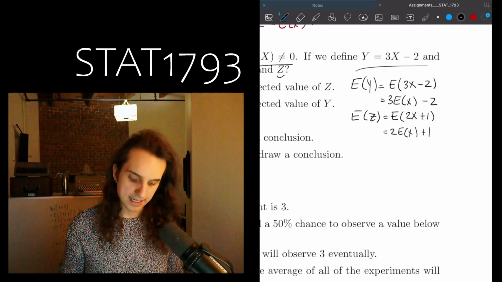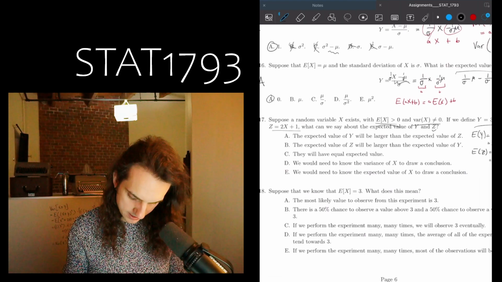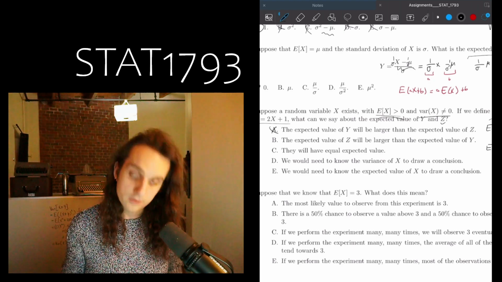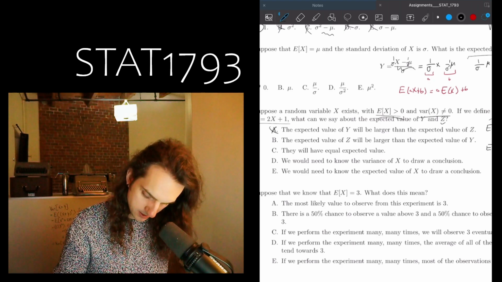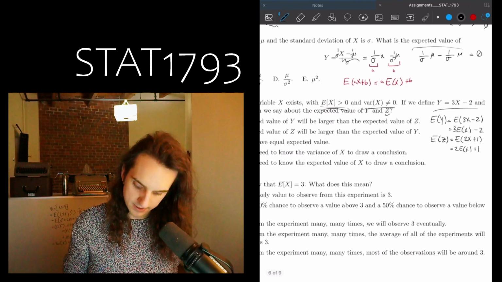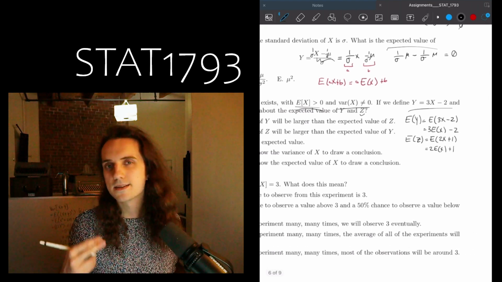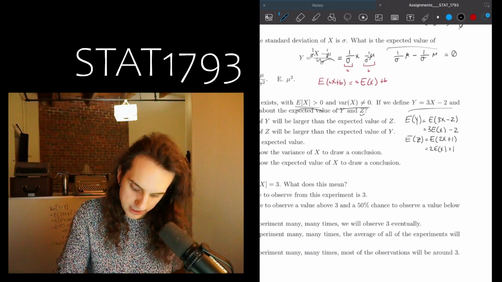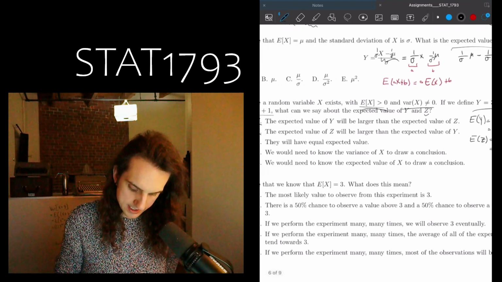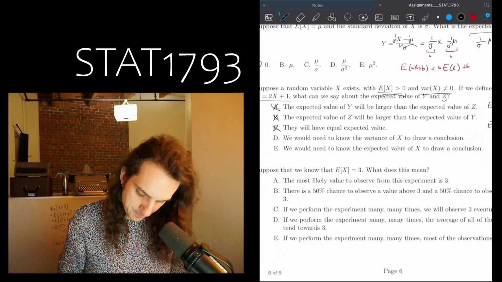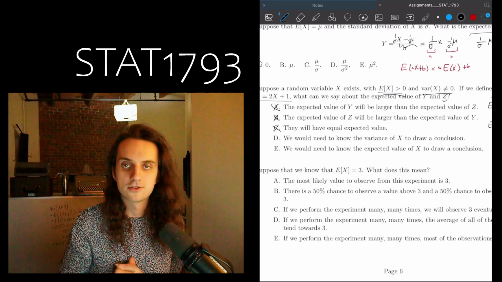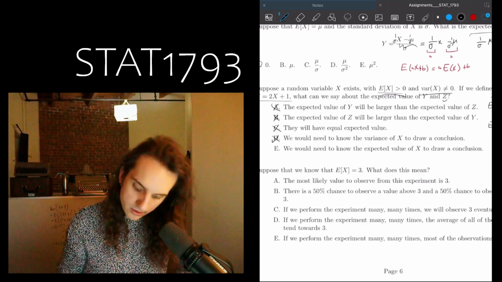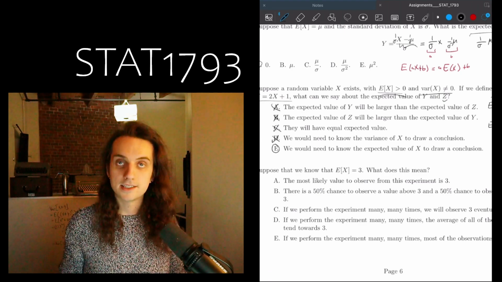And so we actually can't say in this case which of these two is going to be larger, right? The expected value of y will be larger sometimes, but not always. The expected value of z will be larger, well, again, sometimes, not always. They will have equal expected value. Well, of course, that's not always going to be the case. It could sometimes be the case, right? If you set 3x minus 2 equal to 2x plus 1, you could solve where those two lines cross, and you'll figure out where they'll be equal. We would need to know the variance of x to draw a conclusion? Now, the variance of x is kind of irrelevant here, right? We would need to know the expected value of x to draw a conclusion. That is going to be true.